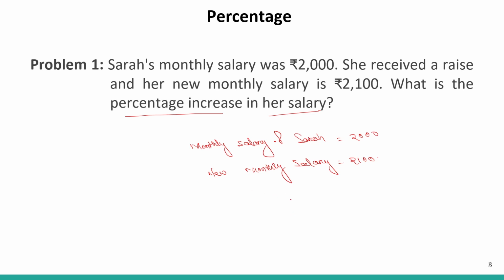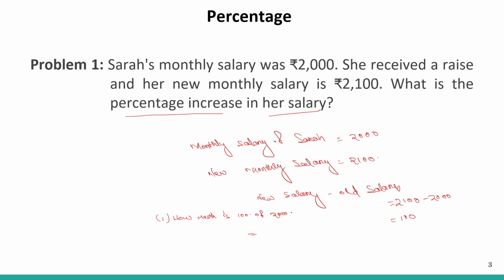What do we need to calculate first? We need to calculate the difference first. New salary minus old salary is equal to 2100 minus 2000, which is 100 rupees. Now we need to calculate how much is 100 of 2000 rupees.